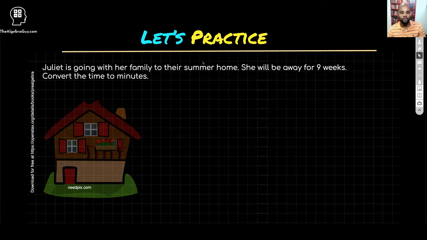Juliet is going with her family to their summer house. She will be away 9 weeks. Convert the time to minutes. Okay, I didn't put any up here because we're mostly familiar with this, and let's see if we can do this together. Well, and by we, I mean me, obviously.